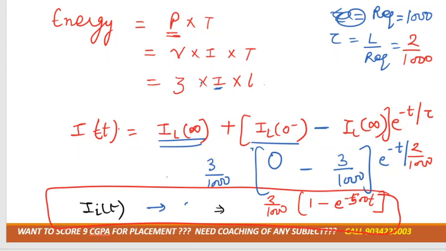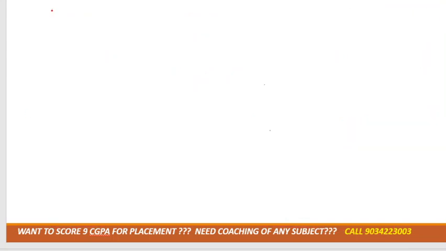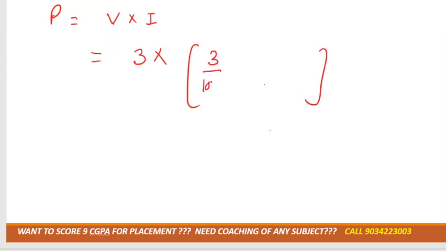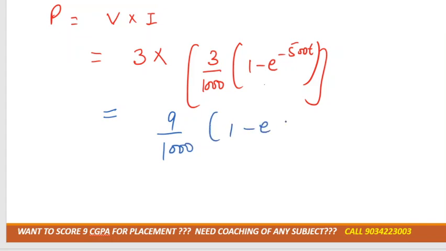So we need to calculate power first. Power is equal to V multiplied by I. V is how much? 3. I we just calculated, 3 by 1000 times 1 minus e raised to power minus 500t. So it would be 9 by 1000 times 1 minus e raised to power minus 500t. Got it? Now for energy we need to integrate it.